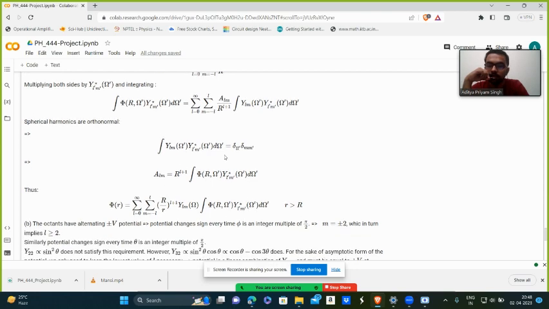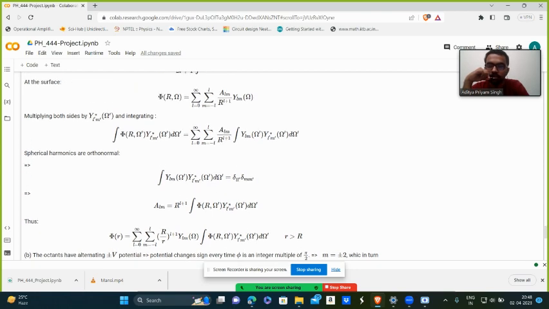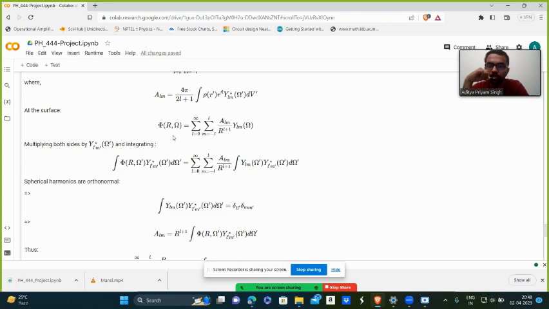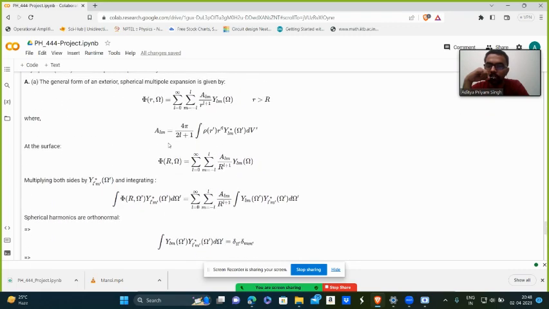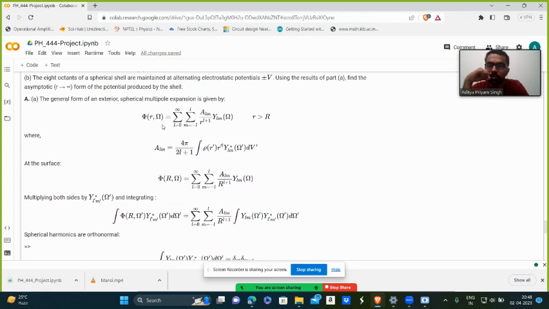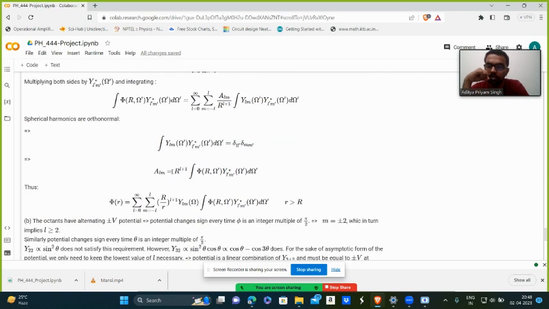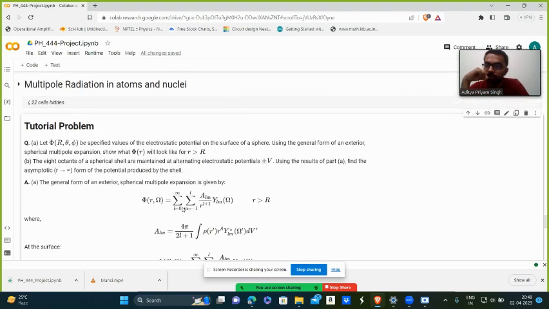Using substitution of this coefficient A_LM back into the first equation that we wrote, phi of r, omega, we'll get the electromagnetic potential at a distance r greater than R as this term, which has a summation over L, summation over M and an integral.